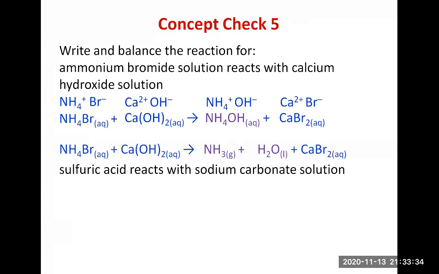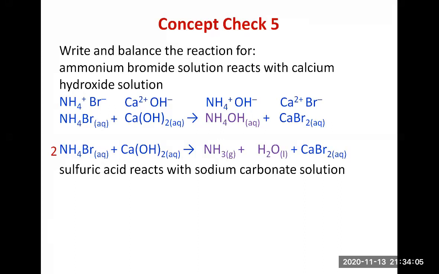Finally, you need to balance. And here, we have 2 bromide on the right, only 1 on the left. So we need to make it 2 bromide on the left by having a coefficient of 2 in front of NH4Br. So this way we have 2 bromine on the left, 2 bromine on the right. And that changes the number of ammonium on the left.